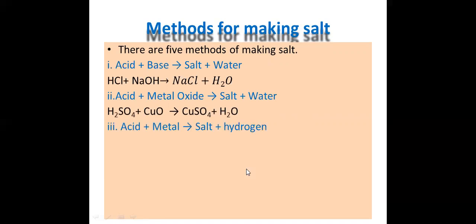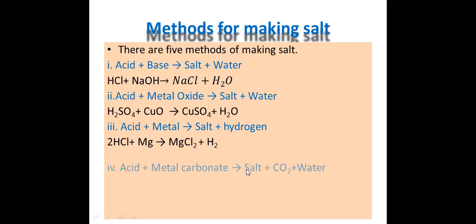Then the third one is acid reacts with metal to form hydrogen gas. Very important from an MCQ point of view. When acid reacts with metal, which gas forms? Hydrogen gas, salt and hydrogen gas. So hydrochloric acid with magnesium metal will give magnesium chloride and hydrogen gas.